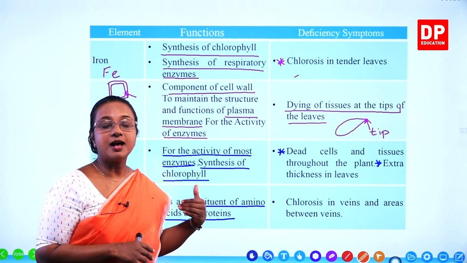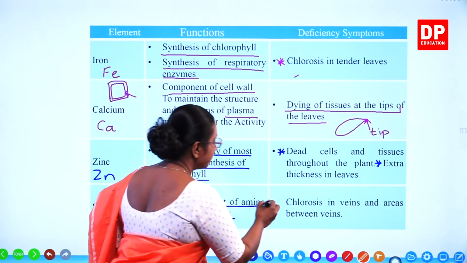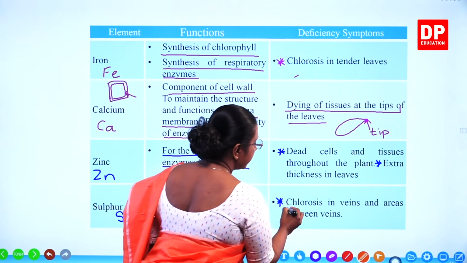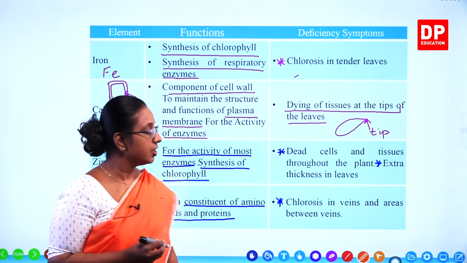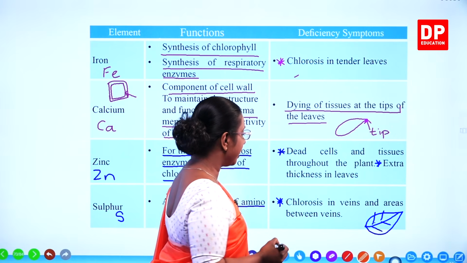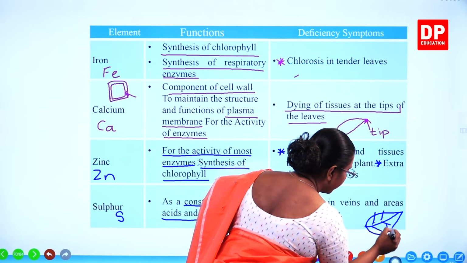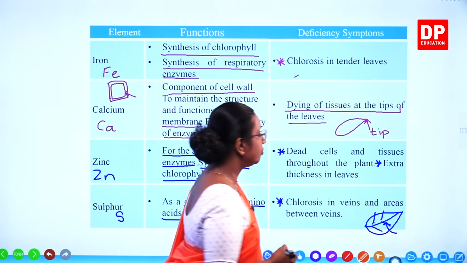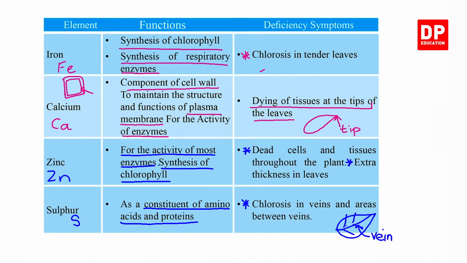And if sulfur is not enough in the plant, the deficiency symptom will be chlorosis in veins and areas between veins. So, if we look at a plant leaf, it has veins like this. Different types of venation is there. So, here chlorosis in veins, this part, and between veins. Those are the veins of the leaves.